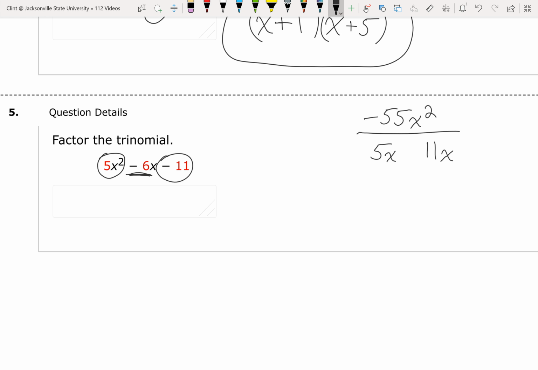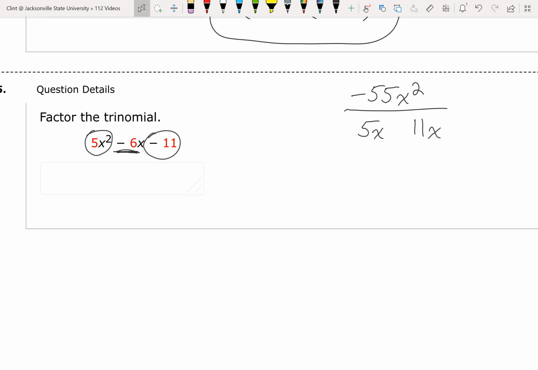5 times 11 will give us 55. One of these has to be negative. We're trying to get negative 6, so sorry about that, my hand's getting in the way. What about negative 11? So if we do 5 minus 11, we'll get negative 6. And 5 times negative 11 gives us negative 55. Okay.